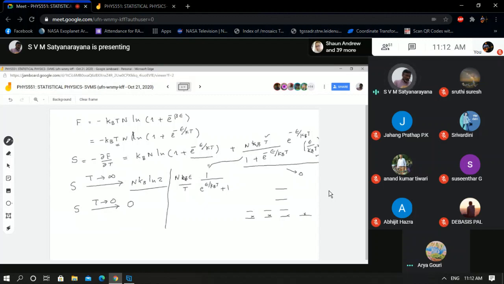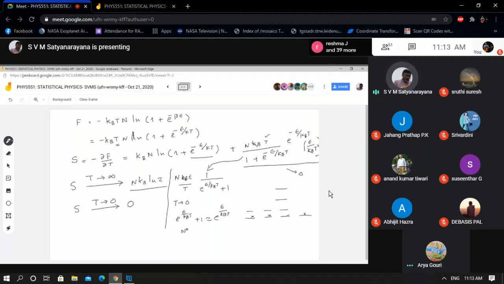I am writing this term here, correct? So this e raised to minus epsilon by kbt, we brought it down, then this becomes plus. So that is what I have written. Now, suppose t goes to 0. As t goes to 0, then e power epsilon by kbt will be a very large number compared to 1. So this can be written simply as e to the power epsilon by kbt. Then it can be taken to the numerator.